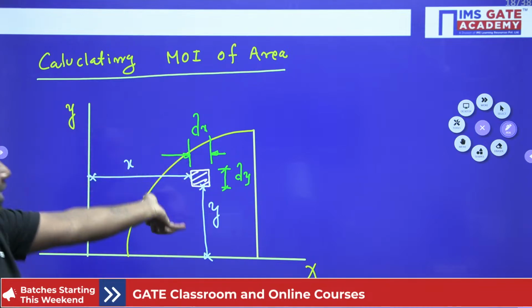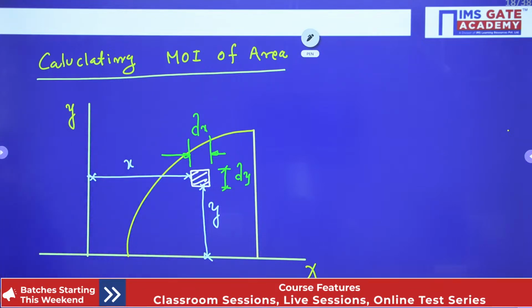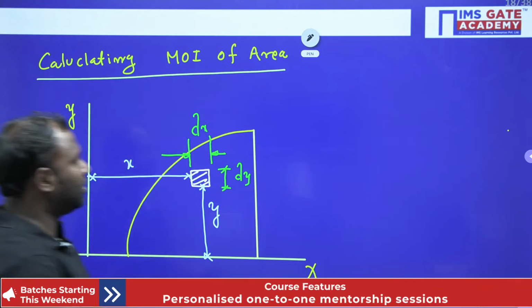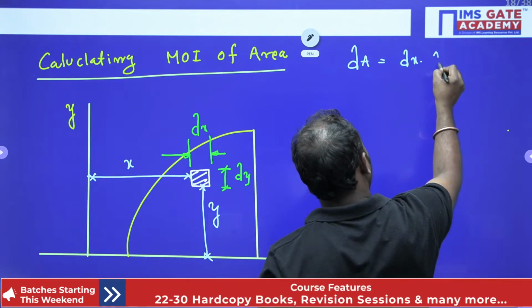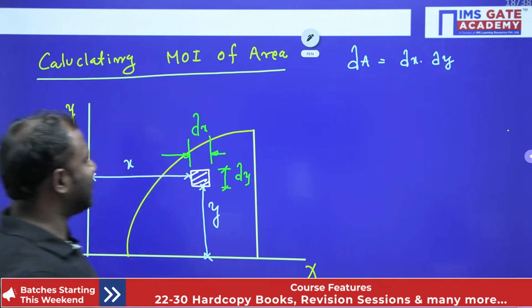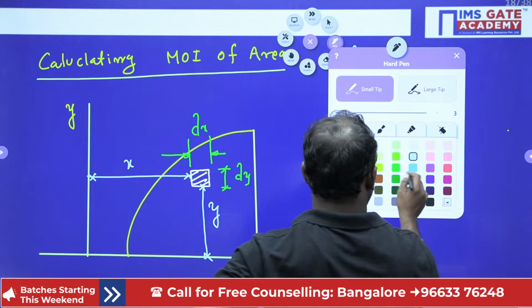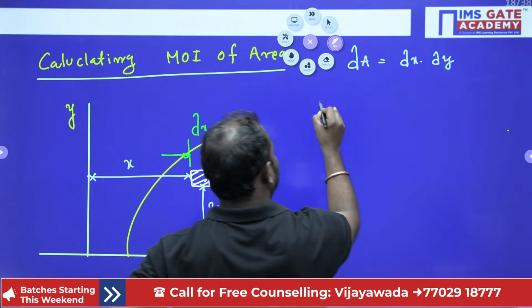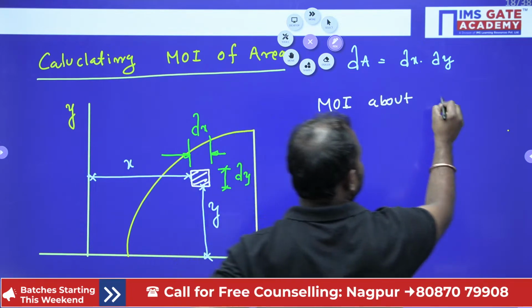Now if I integrate that, I am going to get the moment of inertia about the x-axis, right? Now here dA is equal to dx into dy. What do you say, guys? dA is equal to dx into dy, right? Now here let us take the moment of inertia about the x-axis.